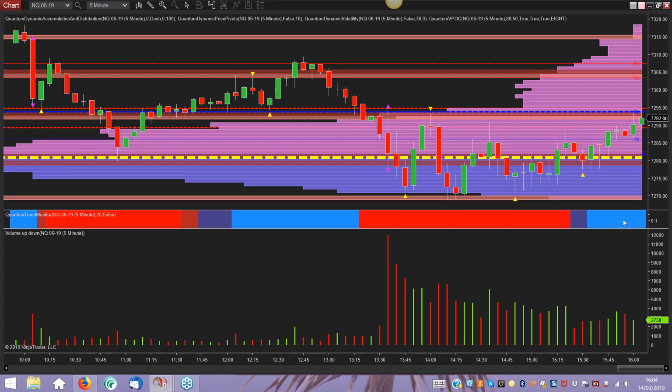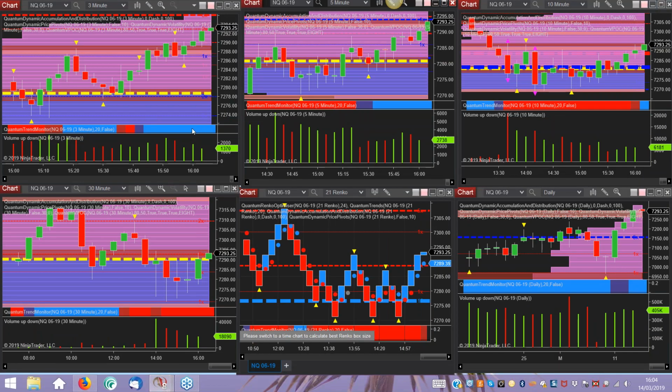Trend monitor's bright blue. So we've transitioned from the red through to the dark blue into the bright blue. So that's helping us. We're in bright blue on the three, on the five, on the 10. No flicker on 30 yet, too far away. But certainly from a faster time frame perspective, if we're trading this as an intraday scalping trader, we're pretty comfortable at the moment because we've got trend monitor blue across three time frames.